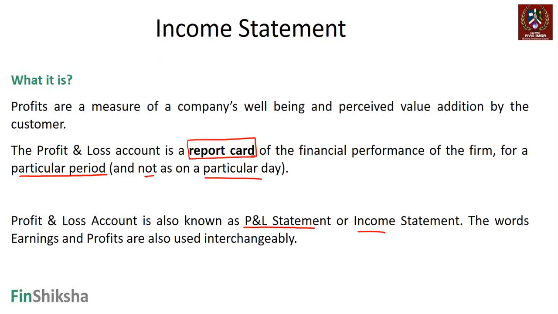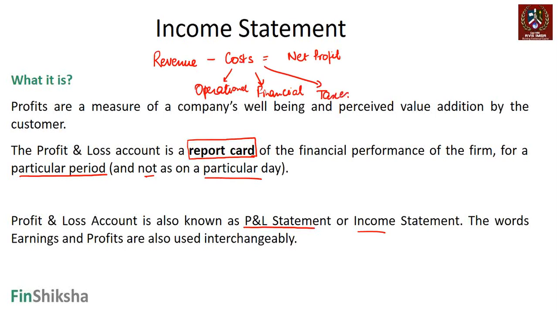Now, what are the various views of profits? First, let's understand that when the company makes some sales, those sales are called revenue. When you subtract from the revenue all sorts of costs, what is left is called net profit or net income, right? These costs could be operational in nature. These costs could be financial in nature, such as interest cost, or these costs could be taxes. So any of these costs could come in when you are creating the income statement for any particular company.